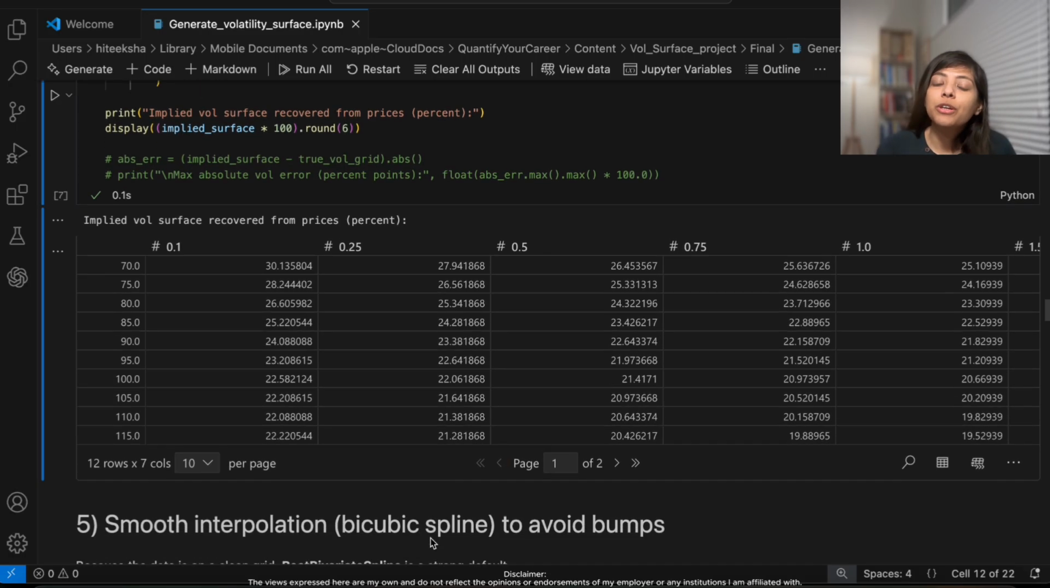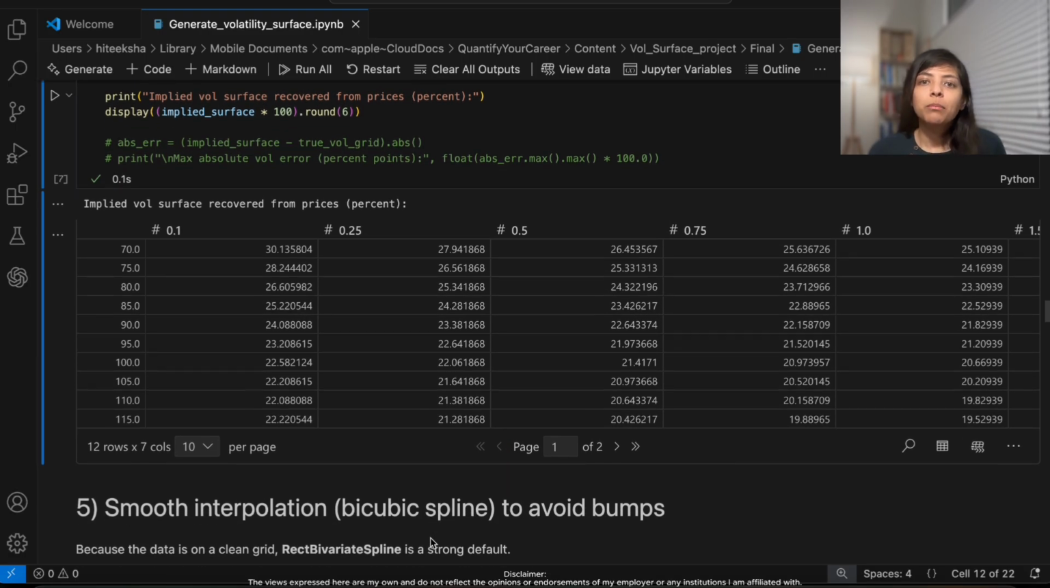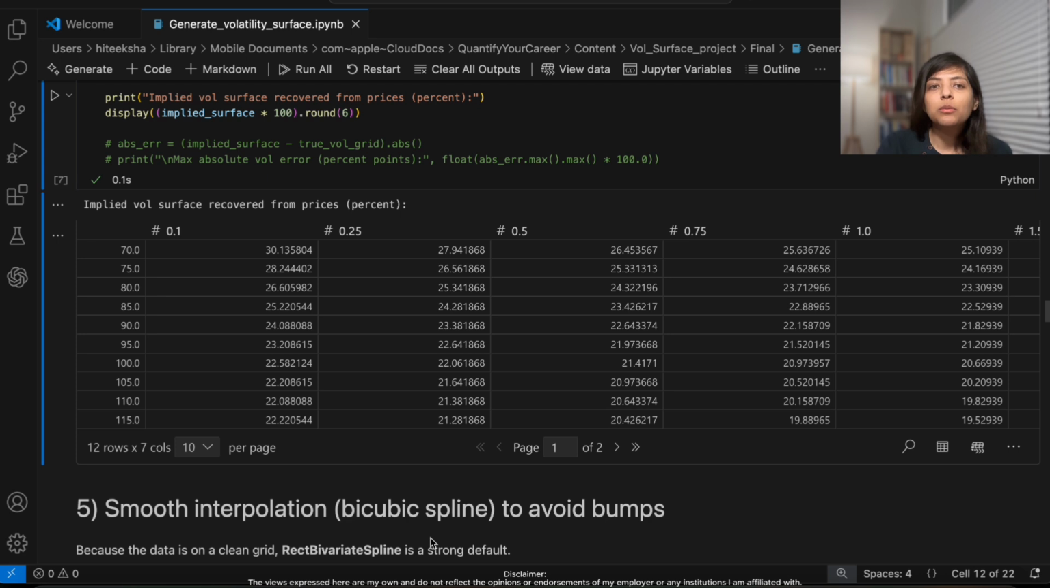Okay, so now we have a grid of implied volatilities. But here's the problem. Markets will give you discrete points. Maybe you have strike prices every $5: 95, 100, 105, 110, and maybe you have maturities at 1 month, 3 months, 6 months, and 1 year. But what if you need to price an option with a strike of 102 or a maturity of 2.5 months?